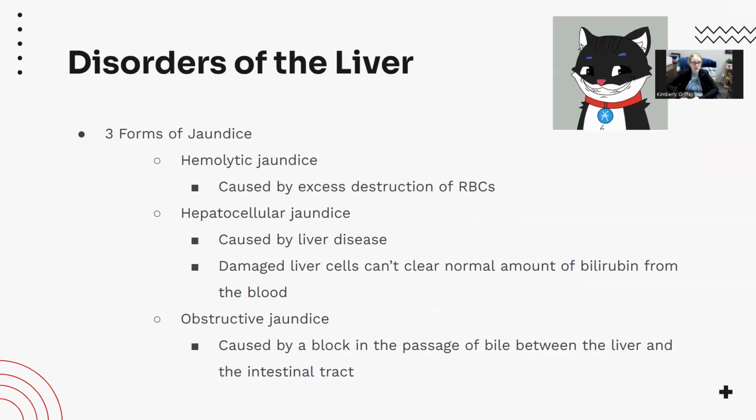It's very important to know the difference in these. Hemolytic is going to be caused by the destruction of red blood cells. So if you think hemolysis, you're destroying red blood cells. The hepatocellular is due to some type of liver disease. Then obstructive is because there's something blocking bile.